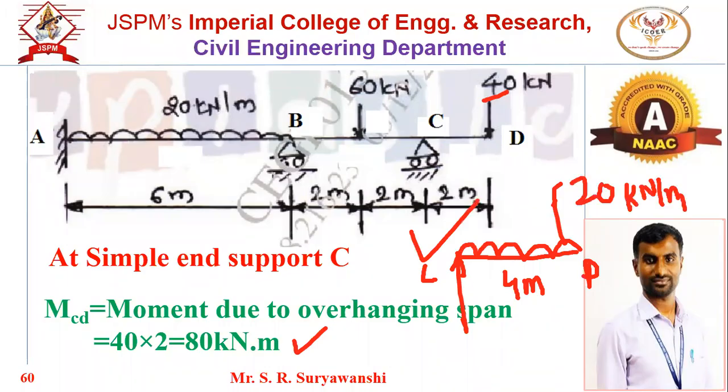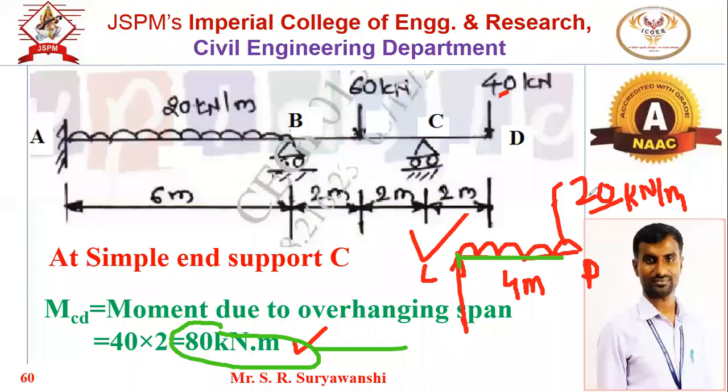CD span आहे. UDL किती आहे बघा. UDL आहे 20 kilonewton per meter and the overhanging span is 4 meter. हे overhanging span जो आहे तो आहे 4 meter. So what is the moment due to overhang? ही movement का असेल? 80 च्या ऐवजी किती असेल सांगा. 160. Yes, 160 is the correct answer.